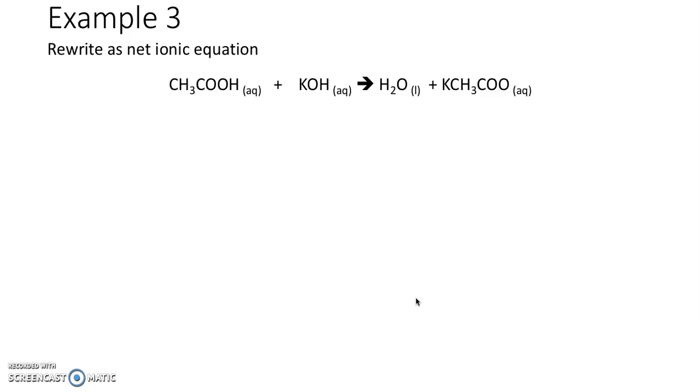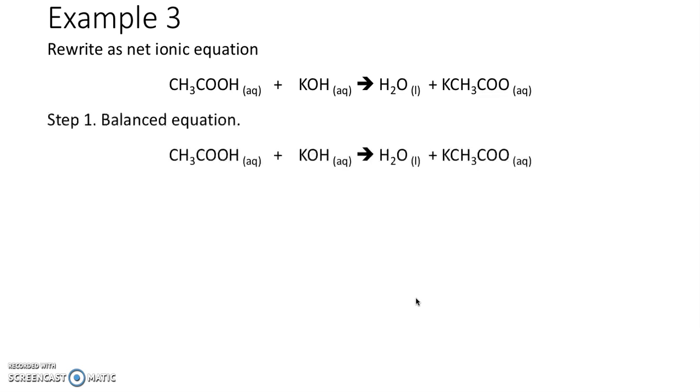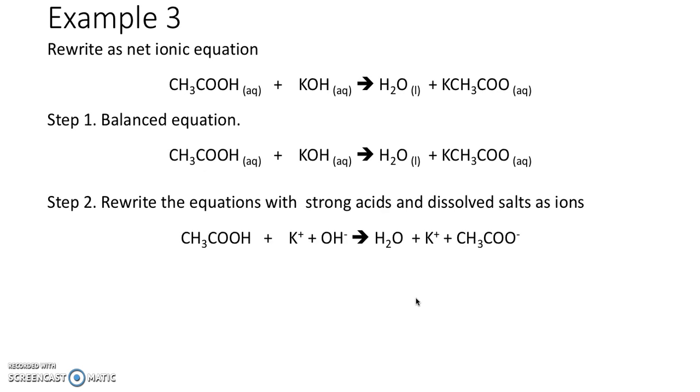The last example is acetic acid reacting with potassium hydroxide to produce water and potassium acetate. So we need to balance the equation first. In this case, we're lucky and the equation is already balanced. The next step is to rewrite the strong acids and dissolved salts as ions. Even though this is an acid, acetic acid is not one of the strong acids, so we keep that as a molecule in the final equation.